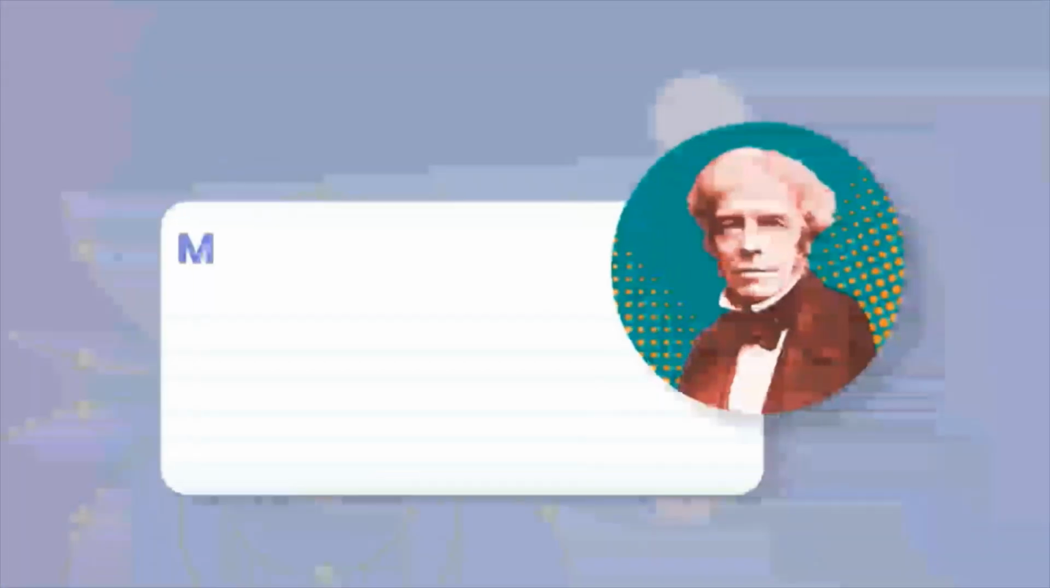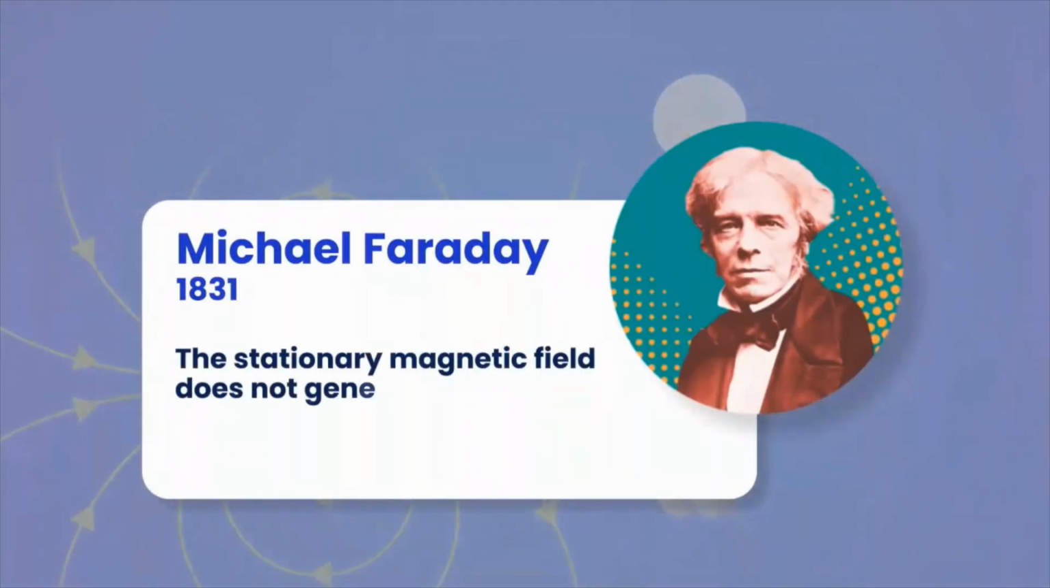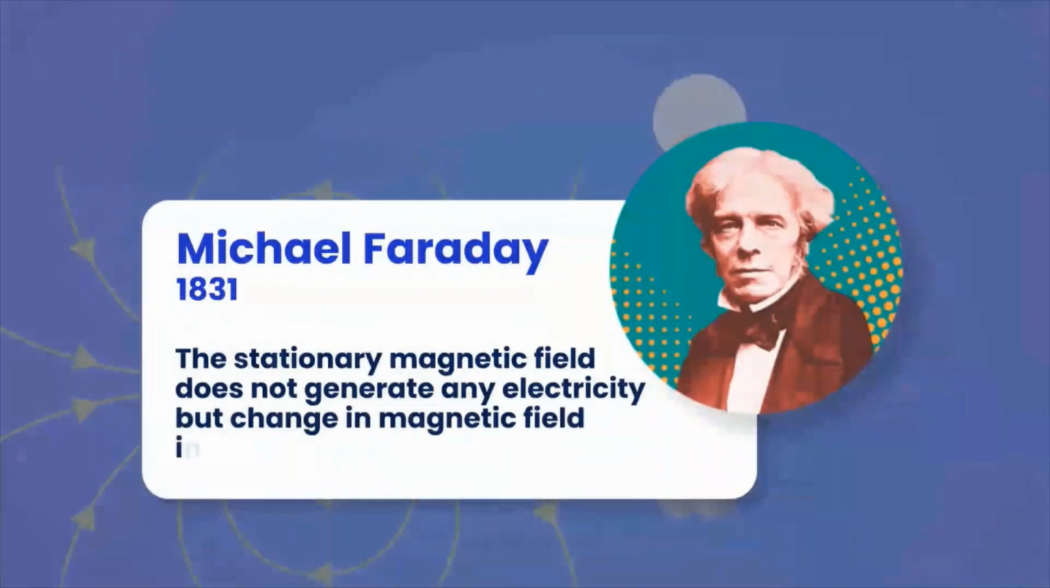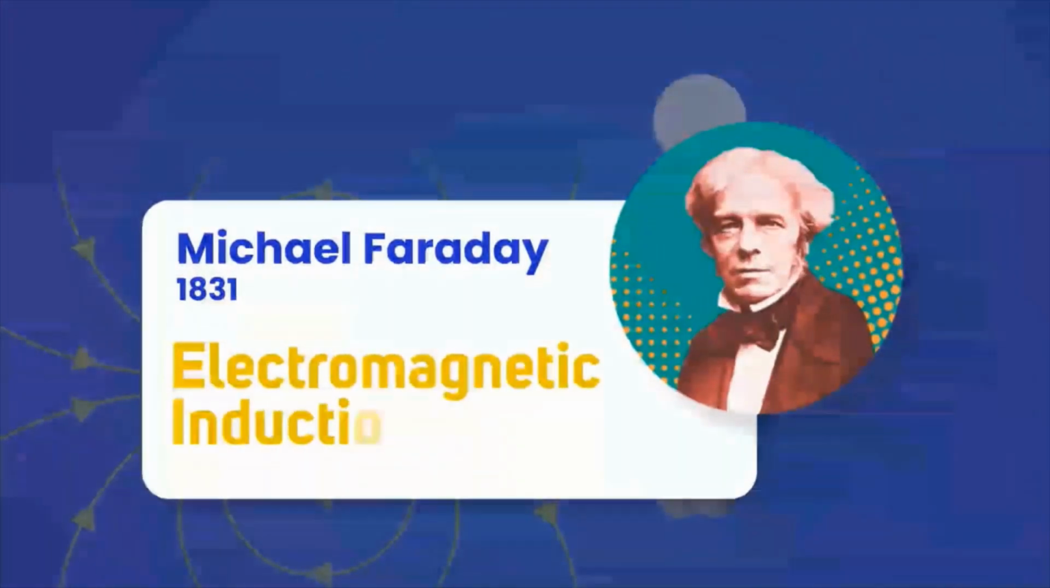So what Faraday discovered in 1831 was that simply having a stationary magnetic field does not generate any electricity. However, when there is a change in magnetic field, electricity is induced. This phenomenon is known as electromagnetic induction.